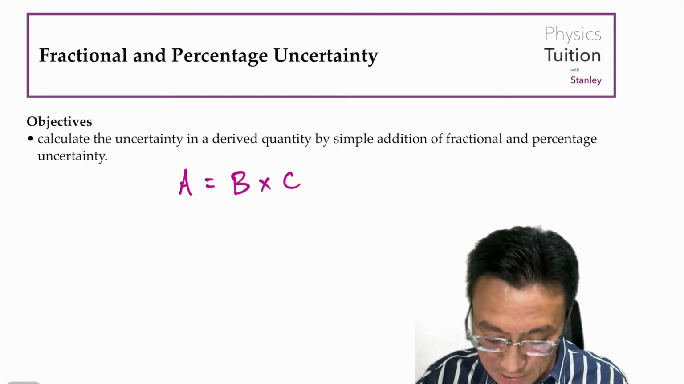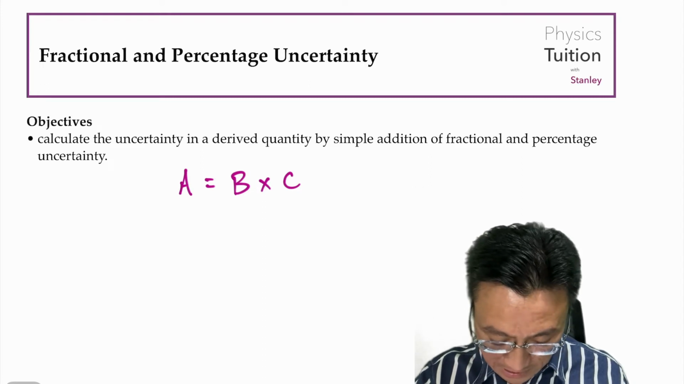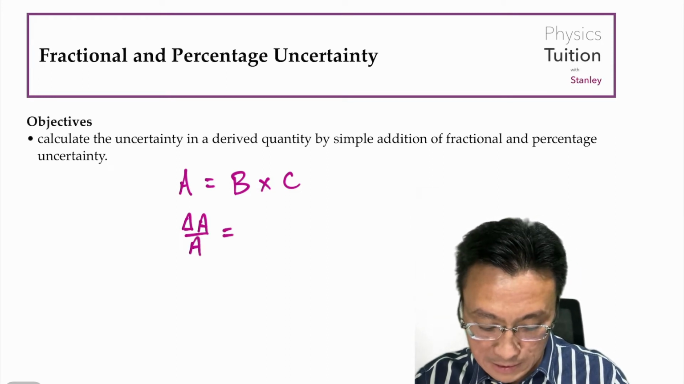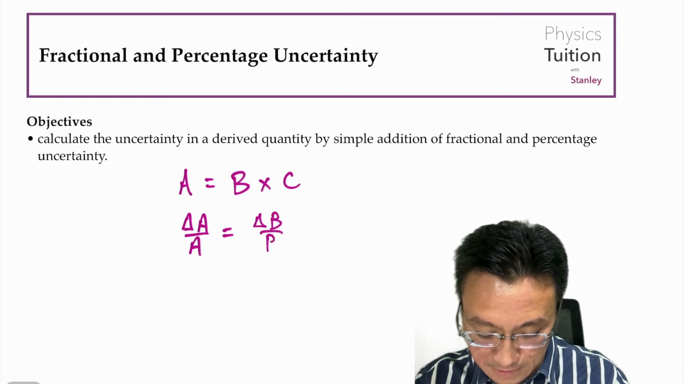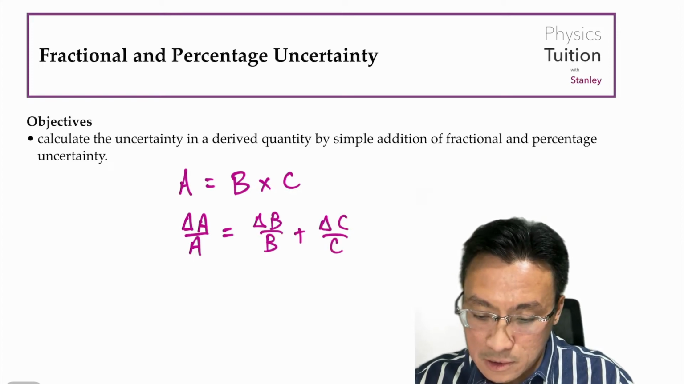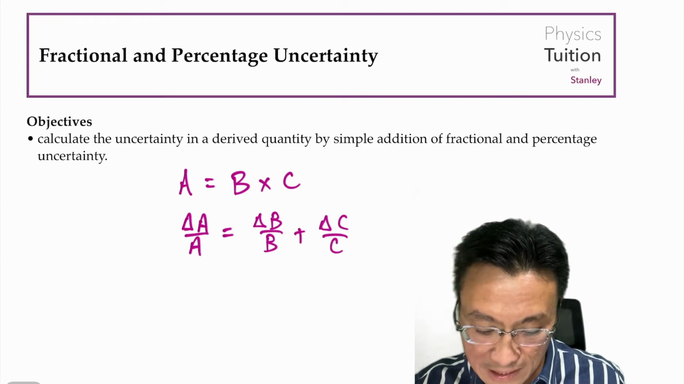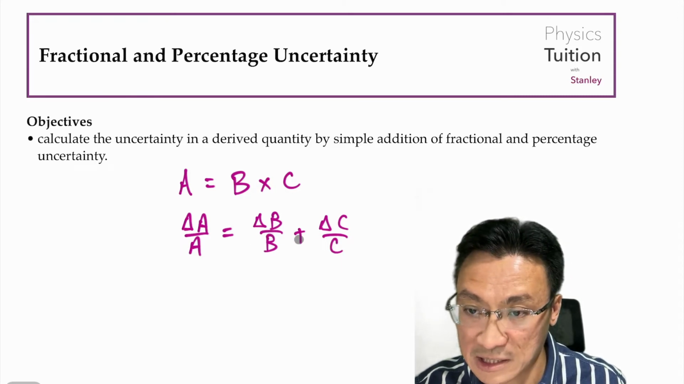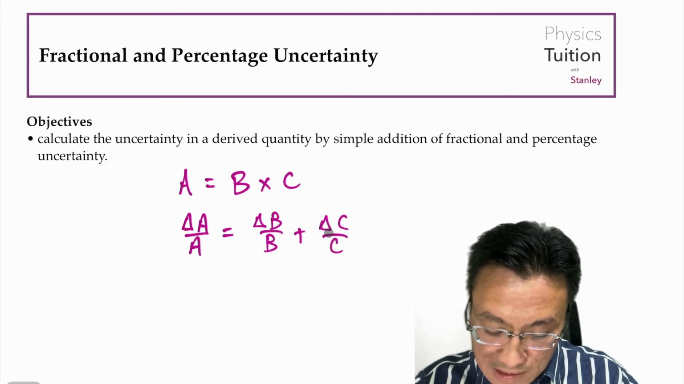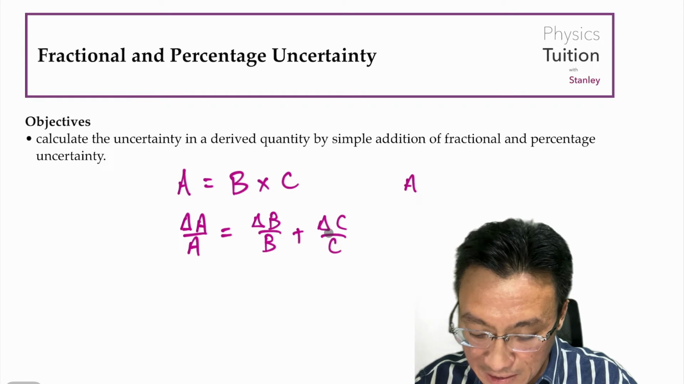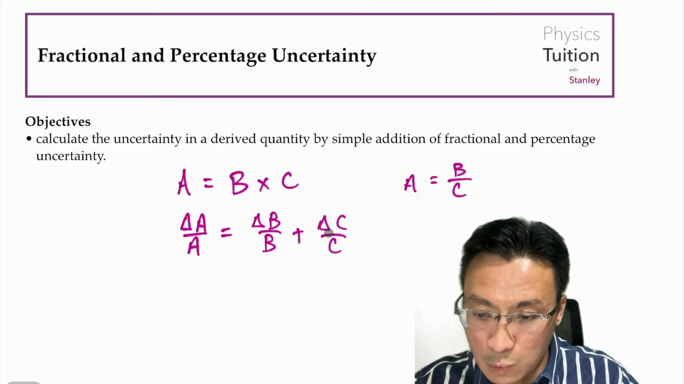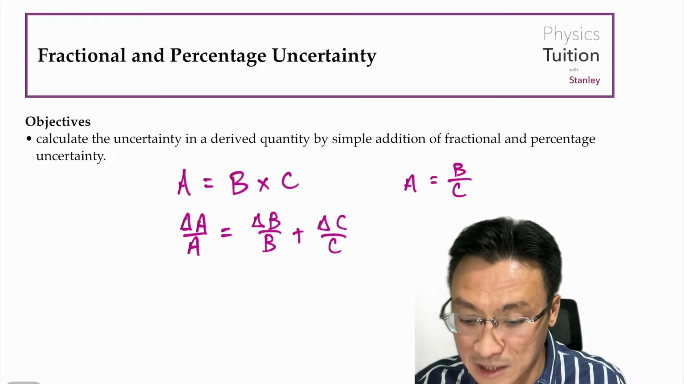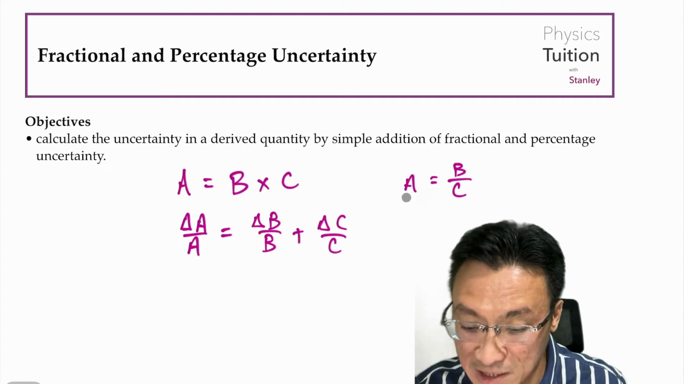In such a situation, I can express the fractional uncertainty of A in terms of the fractional uncertainties of B and C. So we can see that the fractional uncertainty of A is the sum of the fractional uncertainty of B and the fractional uncertainty of C. This is also valid if I have a relationship like A equal to B over C. So whether it is a product of two variables or division of two variables, the fractional uncertainty of A will be the sum of both fractional uncertainties of B and C.